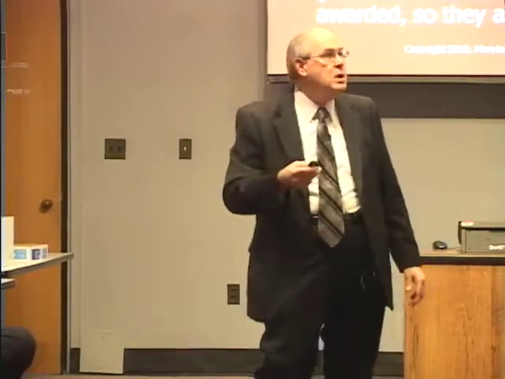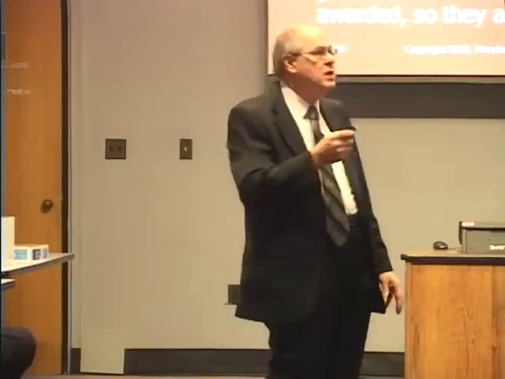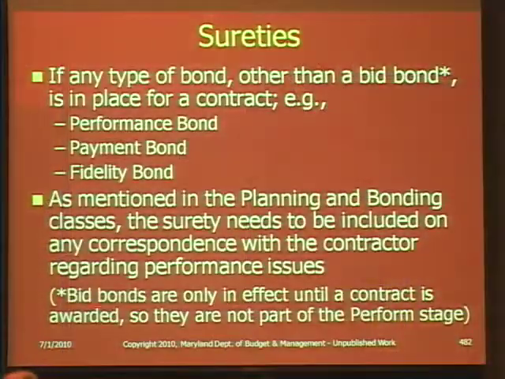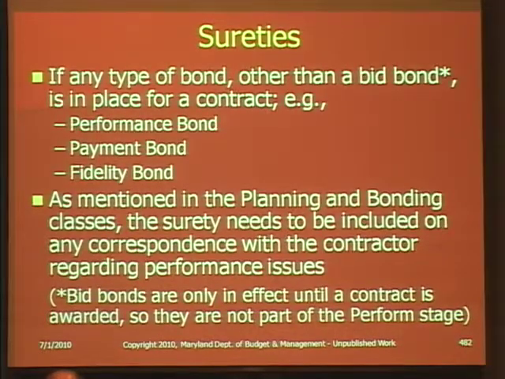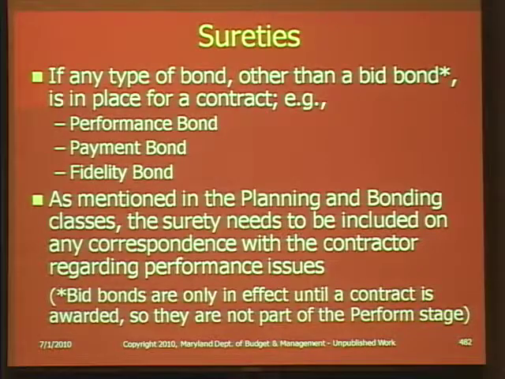And the reason why we have set up the exception for a bid bond is that a bid bond is only in effect until a contract is awarded, and it is superseded by a performance bond. So obviously, if you're in contract performance, the bid bond has already gone away, so to speak. That's why we've made that exception, so that you realize this doesn't apply to a bid bond, but any other type of bond, this is something you need to be aware of.